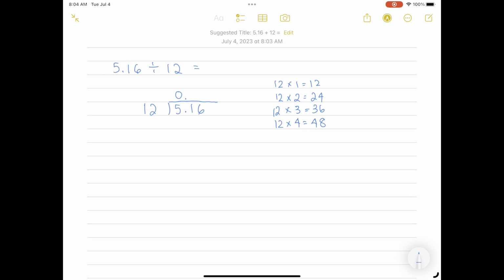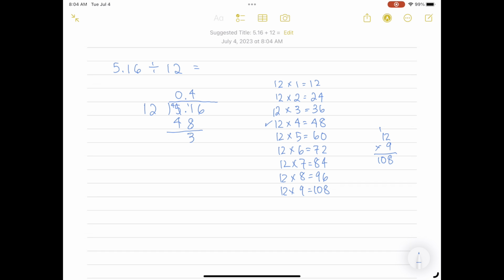516 divided by 12. I like to start by writing down the multiples of the divisor on the right. How many times does 12 go into 51? The answer is 4. We write 4 above the 1 on the quotient line. 12 times 4 equals 48. Now I subtract: 51 minus 48 equals 3. And I bring down the 6.